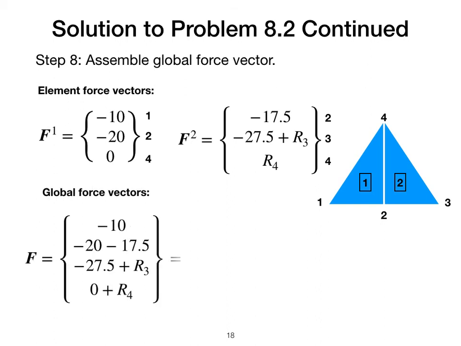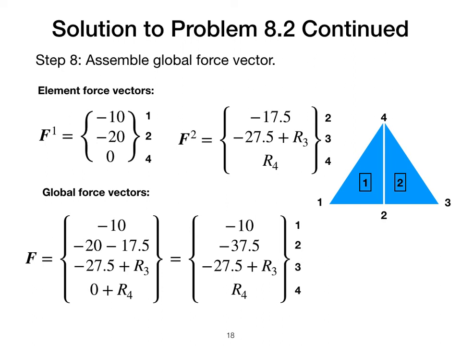So the global force vector will be given by big F equal to a vector containing minus 10, minus 20, minus 17.5, minus 27.5 plus R3, 0 plus R4, which is equal to a vector having minus 10, minus 37.5, minus 27.5 plus R3 and R4 as members. And these four members correspond to nodes 1, 2, 3 and 4 respectively.